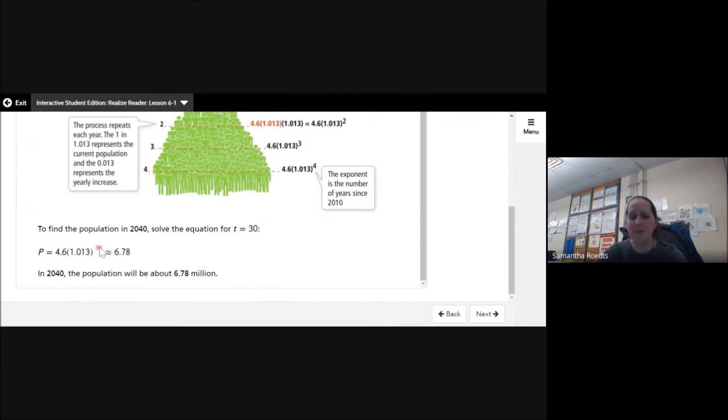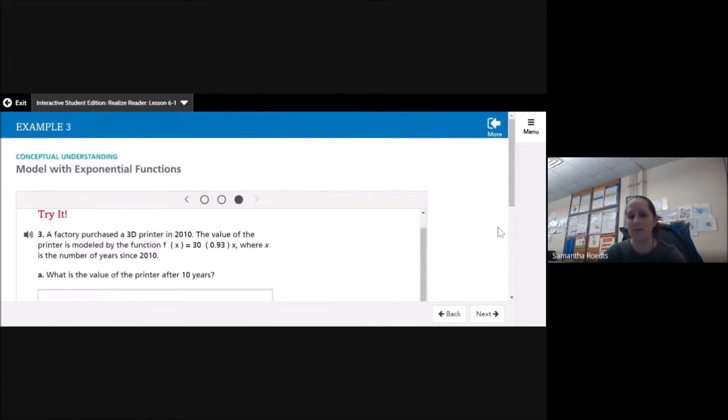And then I just substitute that value in for t. So 4.6 times 1.013 to the 30th power is approximately 6.78. So in 2040, the population will be about 6.78 million people. All right, so let's try it.